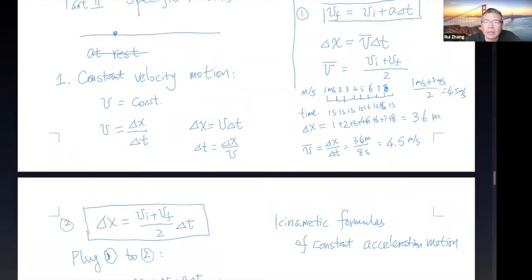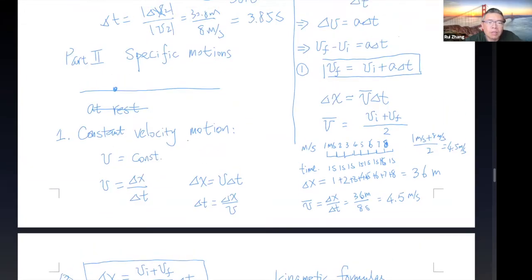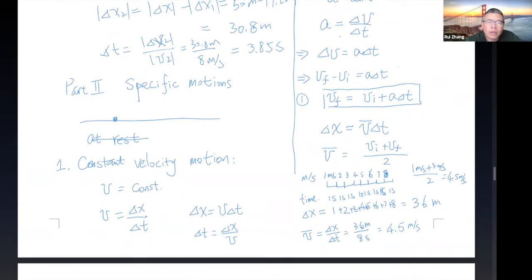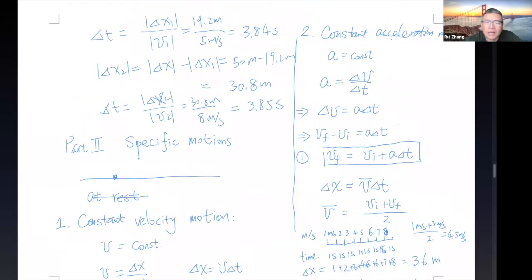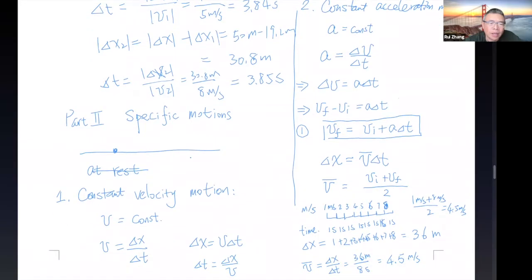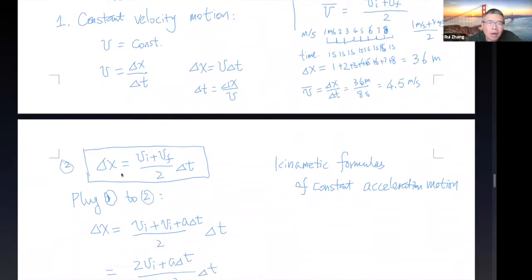Oh, I got a message here. Somebody is saying that constant velocity motion means zero acceleration. You're right. In some sense, constant velocity motion is a special case of constant acceleration motion, where the acceleration is zero. But that case is kind of trivial, so normally when we say constant acceleration motion, we mean acceleration that's not zero. Same thing here: at rest, you can consider this a special case of constant velocity motion, but it's not very interesting. Anyway, hope this answers the question.